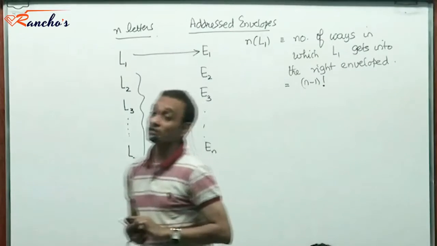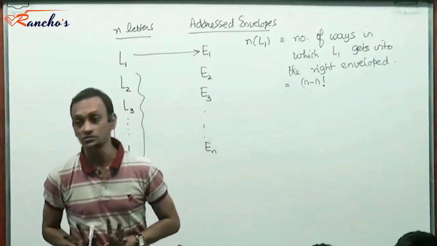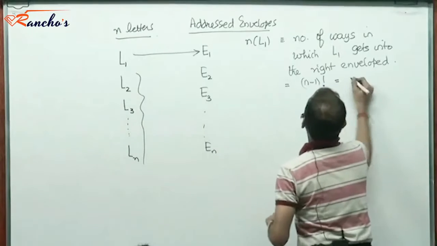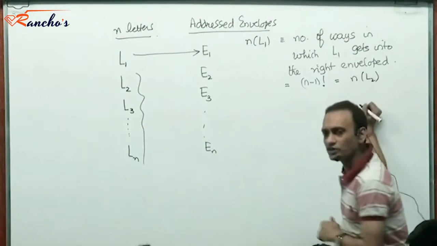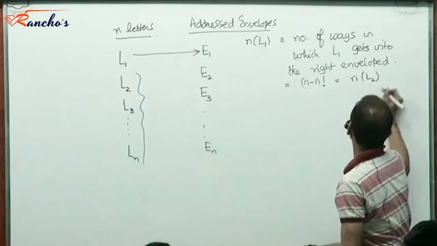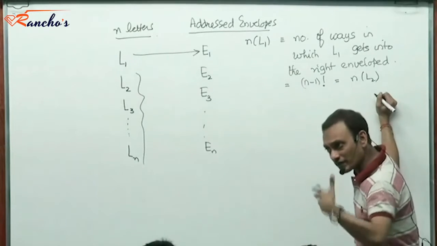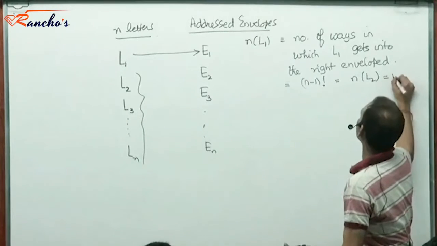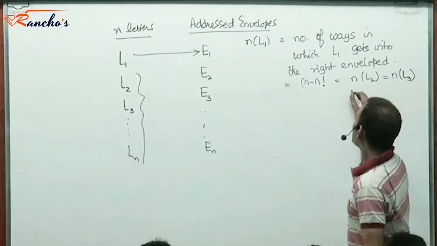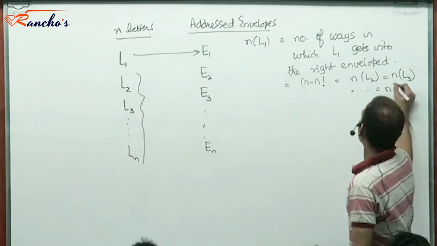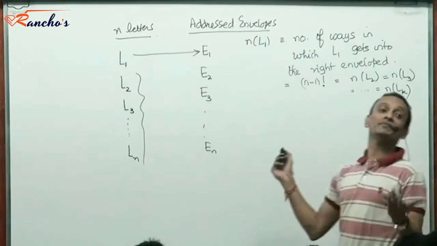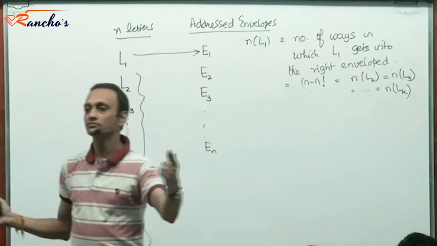Number of ways in which at least L1 has gotten into the right envelope, right? And do you realize this is also the same as number of ways in which L2 gets into the right envelope? Put L2 in the right envelope, and the remaining N-1 could be permuted in N-1 factorial ways, right? This is the same as the number of ways in which L3 gets into the right envelope. Is the same in general as the number of ways in which, say, some LK gets into the right envelope. Each will be N-1 factorial, yes or no?